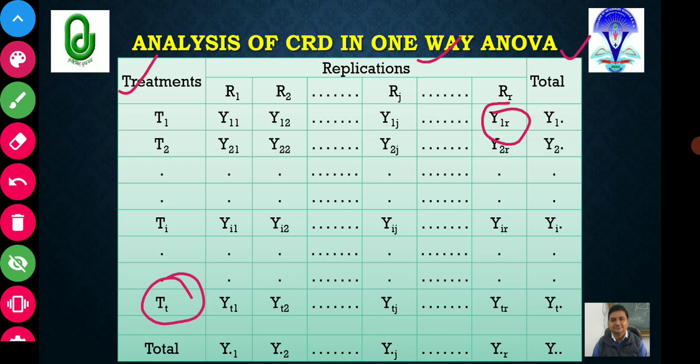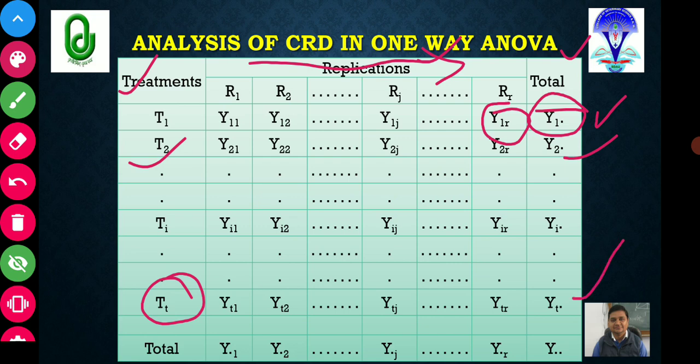Row wise, you will see there are replications R1, R2, R3, Rj up to Rr, and you see Y1 dot. What is Y1 dot? Y1 dot is the observation over the first treatment, over the replications. Suppose you have applied treatment 1 to 5 animals. So this is the sum of the observations of those 5 animals. Likewise for T2, Y2 dot, and this goes up to Yt dot.